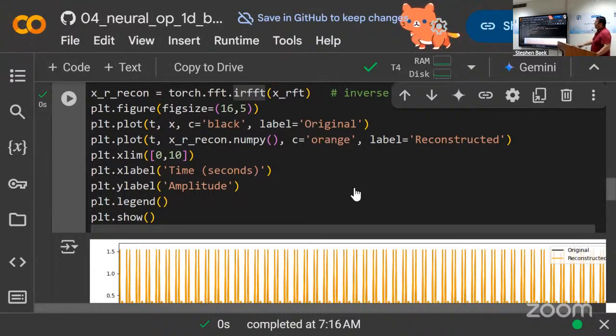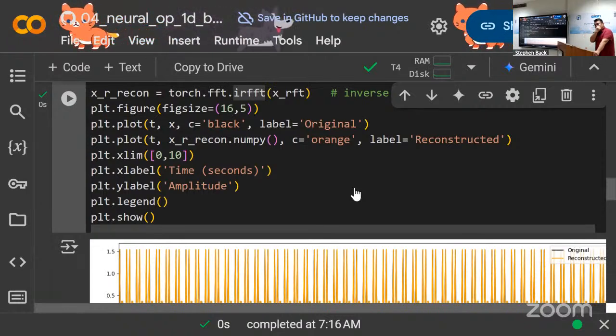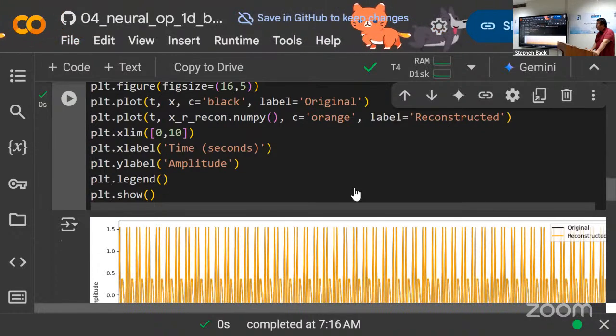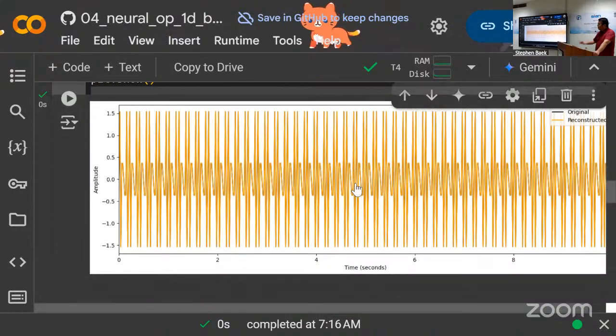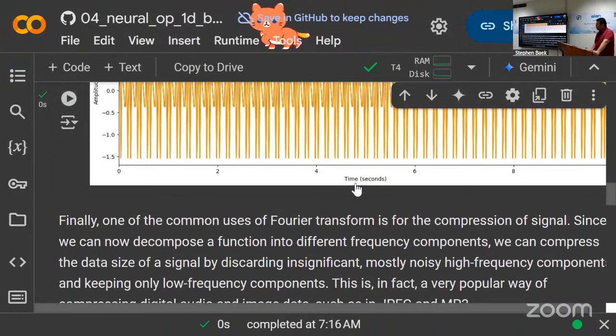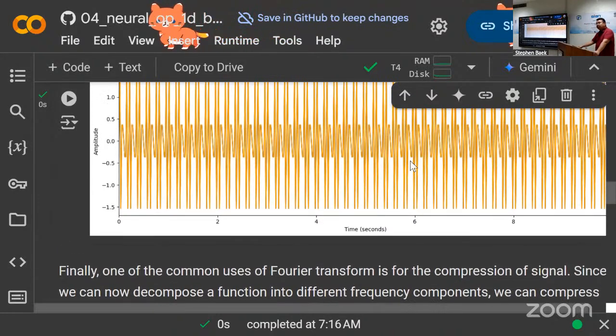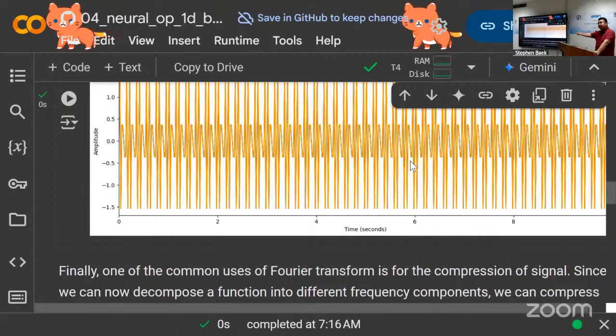You just need to put in a signal, run RFFT in our case, and then you'll have Fourier coefficients. On those Fourier coefficients, you do your stuff, and then after some transformation, you throw those Fourier coefficients into IRFFT, inverse RFFT, and as a result, you can reconstruct the original signal. I just told you IRFFT is the inverse of RFFT.